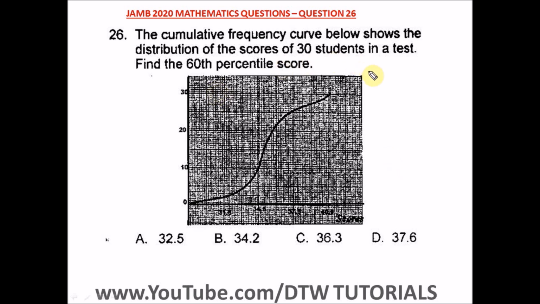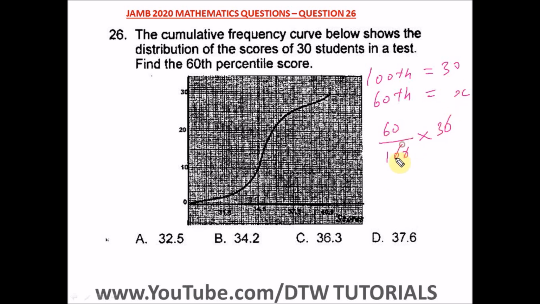So if we are told that the 100th percentile score was scored by 30 students, how many students will score the 60th percentile score? So let's look for x. So we have 60 over 100 times 30. So I'm finding the 60th percent of 30.